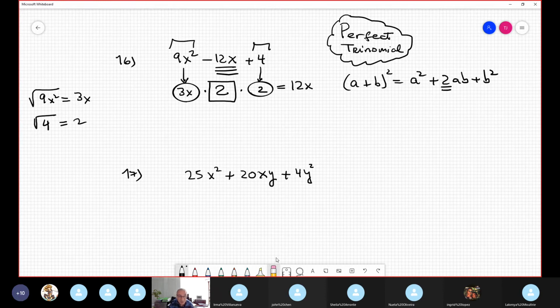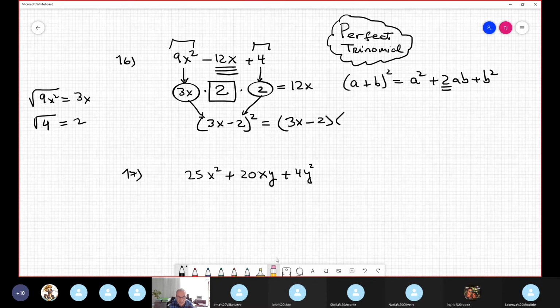And if it is a perfect square, the factorization is too easy. You only copy this guy, 3x minus 2, because it's minus here, and you square. Because they are two twin binomials, you can write it like that. But you know, when it's repeated, you put a square. This is the super elegant final answer.